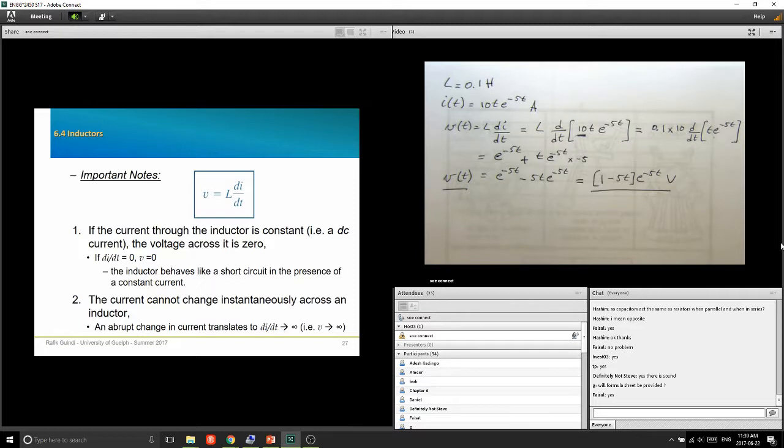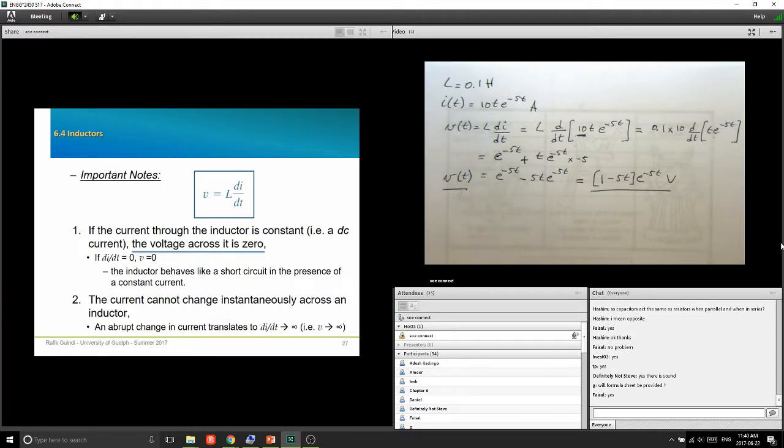So the first note here: if the current I through the inductor is constant, now look at that. We know that v is equal to L di/dt. If the current I is constant, then di/dt is 0 and the voltage is 0. So regardless of the value of the current flowing through that inductor, if it's a constant, you don't get a voltage. It has to be a changing current, like this example that we had on the screen here.